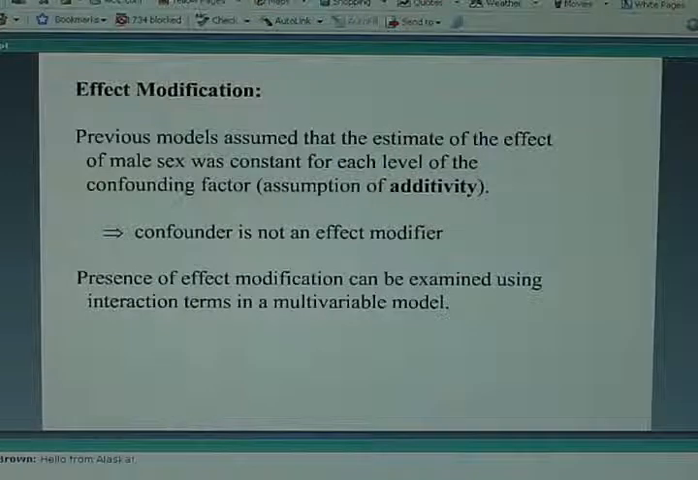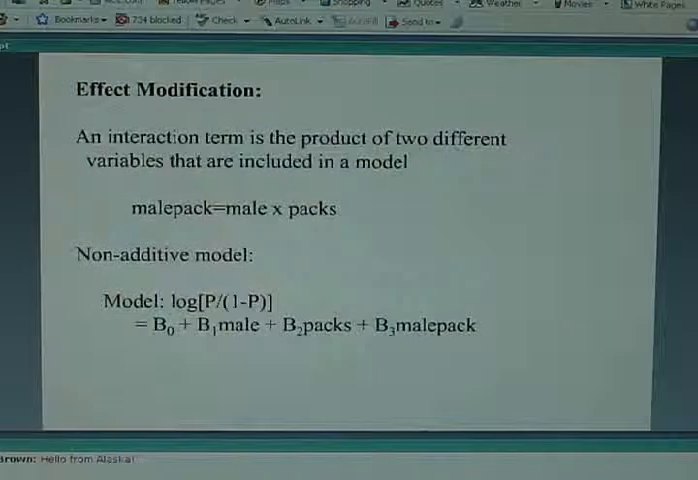Well, if that were not the case, how would we change our model so that it would reflect that smoking could have different effects at different levels? The effect of male could have different effects at different levels of smoking. Well, to do that, we have to introduce something called an interaction term. An interaction term in statistics is just the product of two of our risk factors.